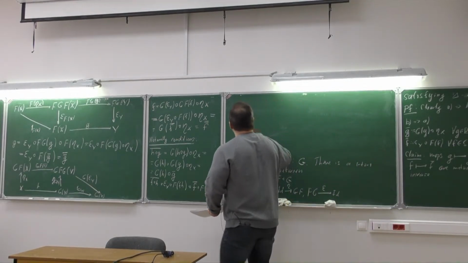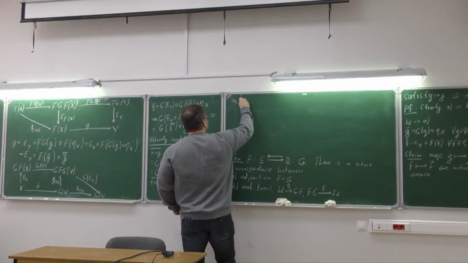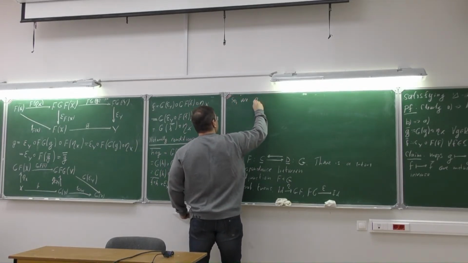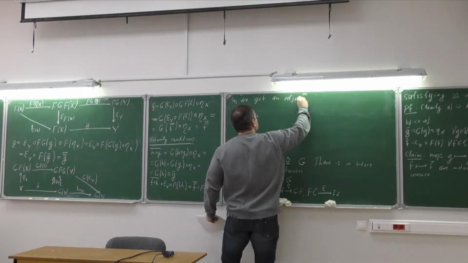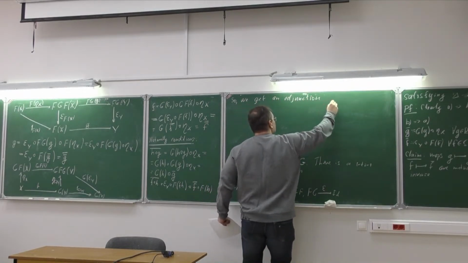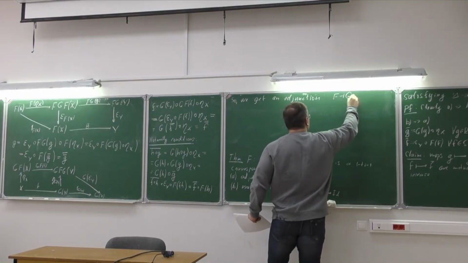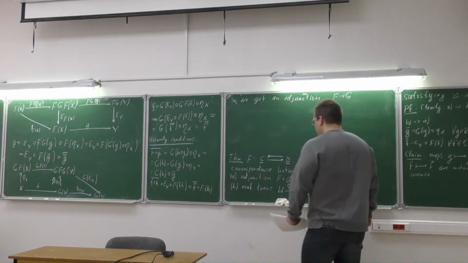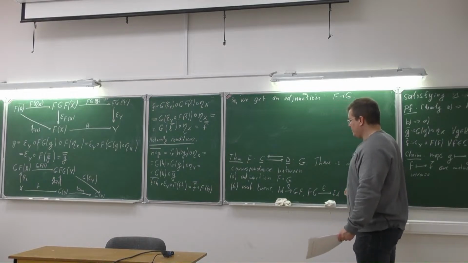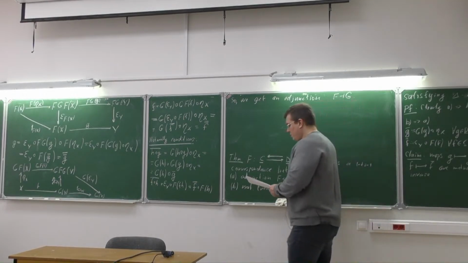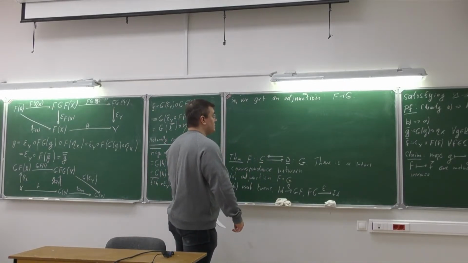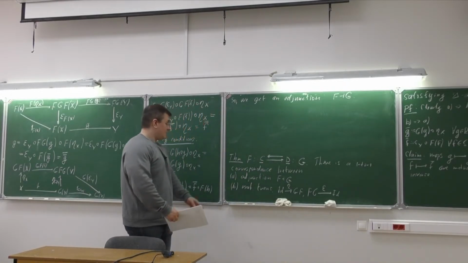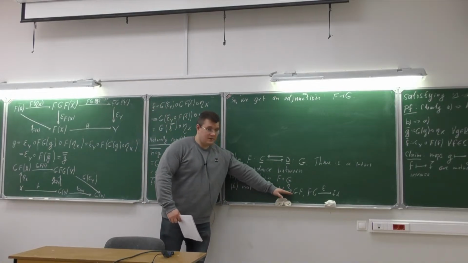Okay, so we get an adjunction between F and G. Essentially we started with the data in B and we produced data in A. And moreover, we can even check that the unit and co-unit of this new adjunction is precisely the same as we were given here in the data in B.